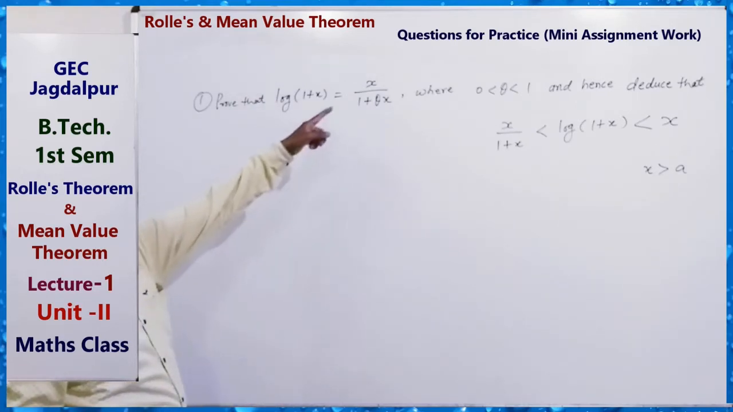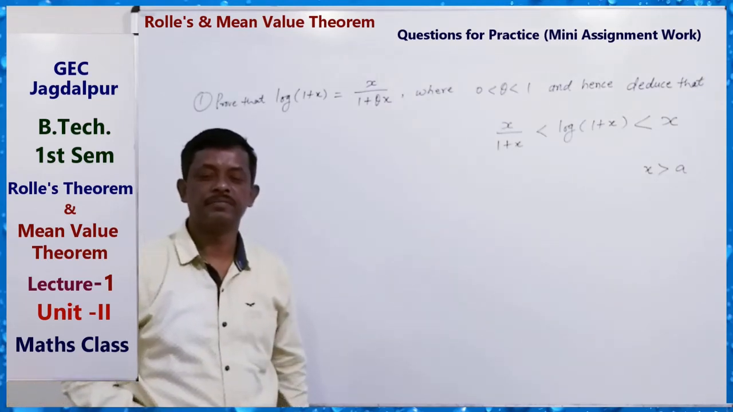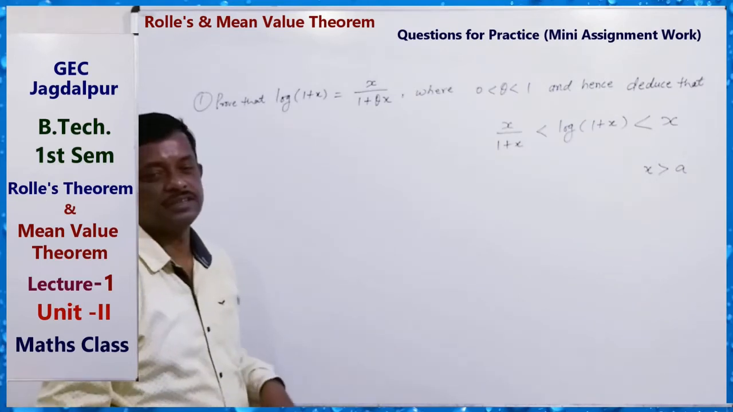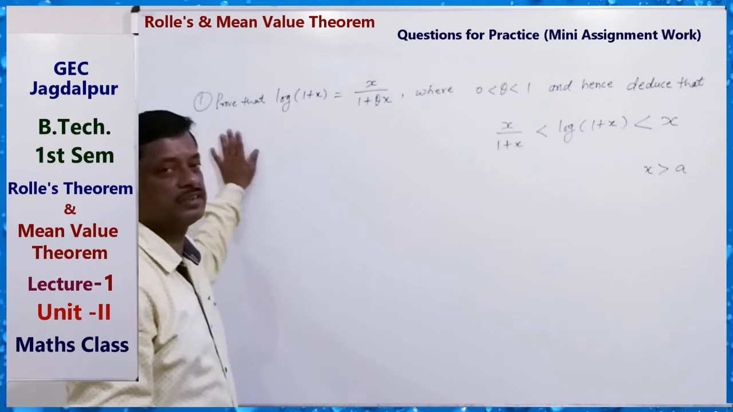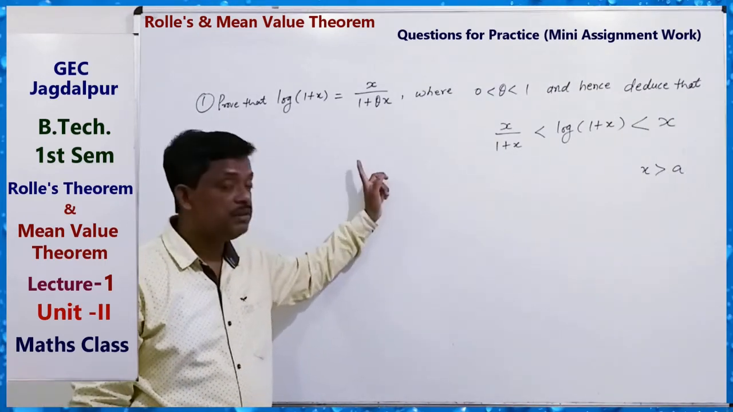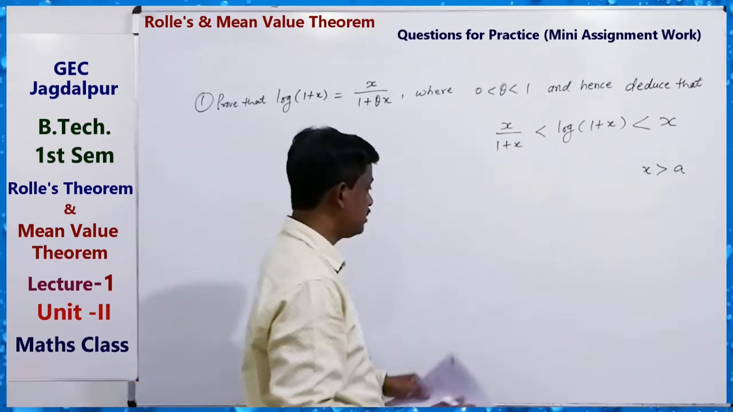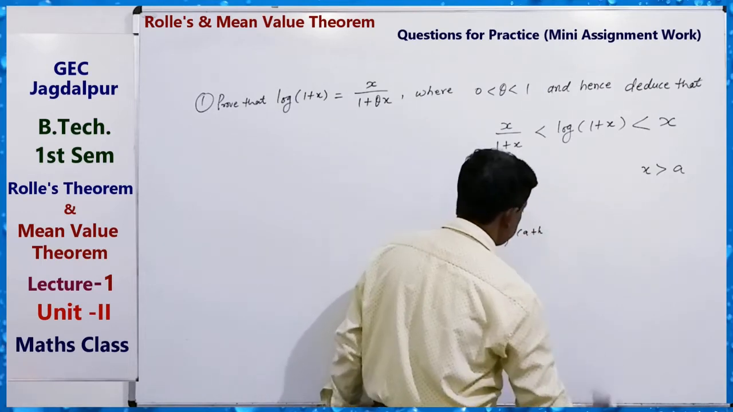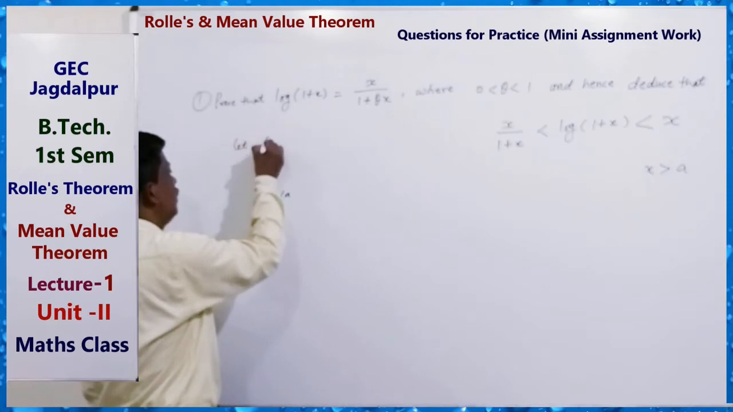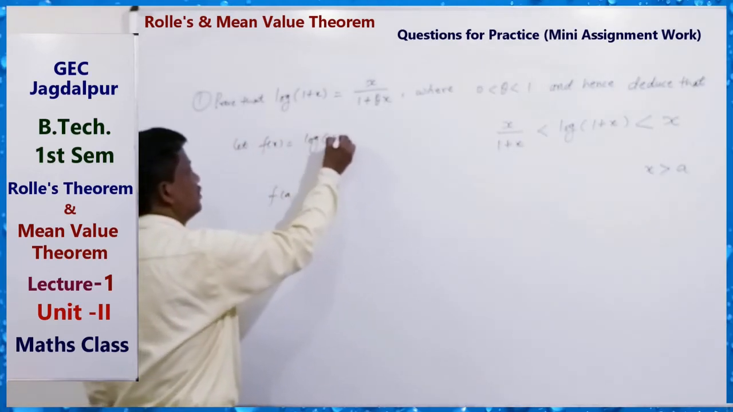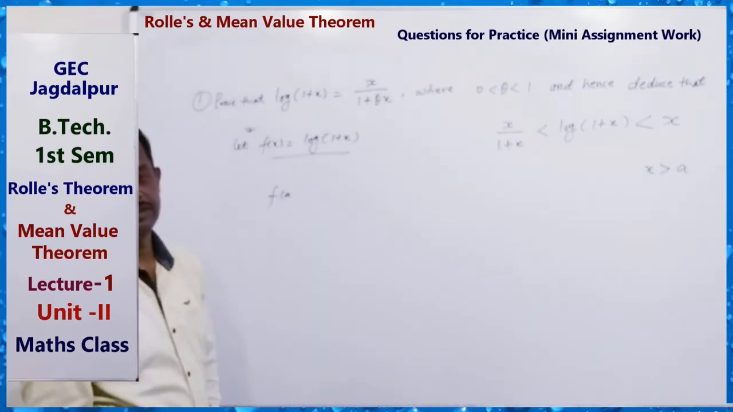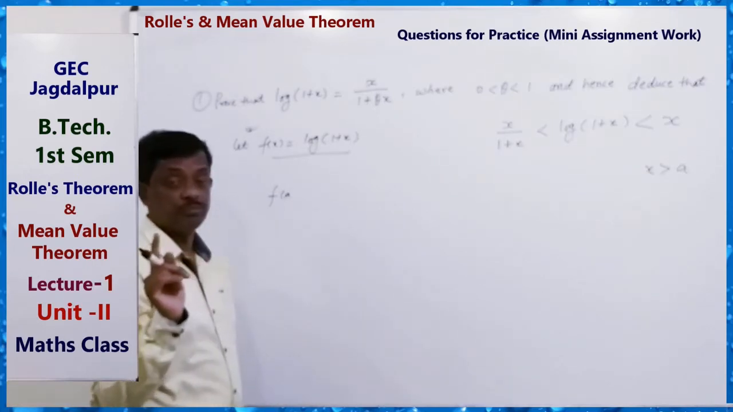Prove that log(1 plus x) equals x by 1 plus theta x. Similar to the previous question, for solving this you have to let the function f(x) equal log(1 plus x), and then use the second form of the mean value theorem. Very simple. Here let f(x) equal log(1 plus x), and prove it by using the mean value theorem, second form.